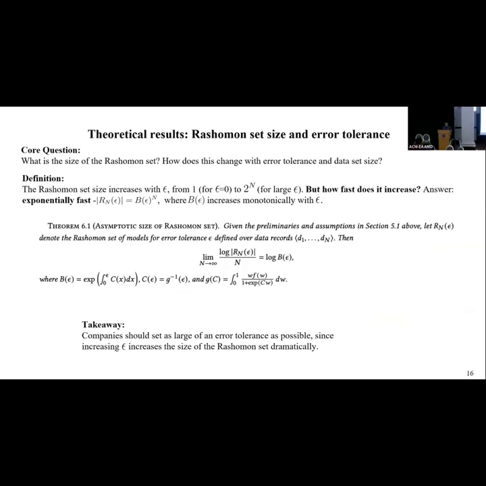Another theoretical result we derived was that the size of the Rashomon set increases exponentially with epsilon. The B of epsilon is the exponential base. And so we can model how fast the Rashomon set will grow from a single model to 2 to the power of n models as a function of epsilon. Since the Rashomon set size grows so quickly, companies should set as large of an epsilon size as possible, so that it gives them many more models to search over.